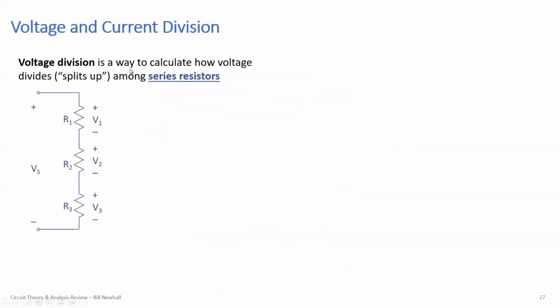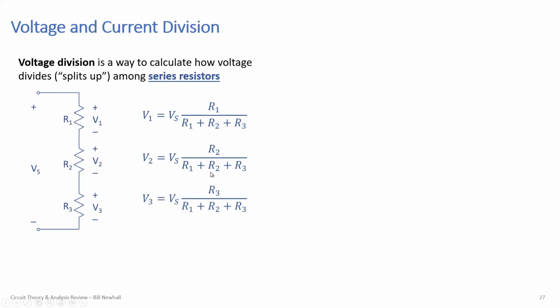A quick review. Voltage division describes how voltage splits up or divides among series resistors. So if I were given a voltage Vs across 3 series resistors, V1 is the voltage across those series resistors times the ratio of: on top goes the resistance across which you want to find the voltage, on the bottom goes the sum of the series resistances. Likewise for V2, likewise for V3.